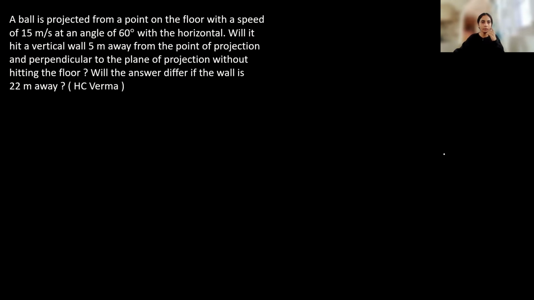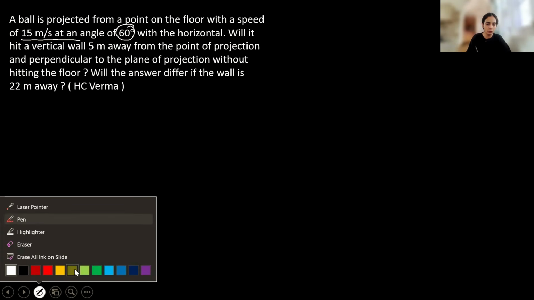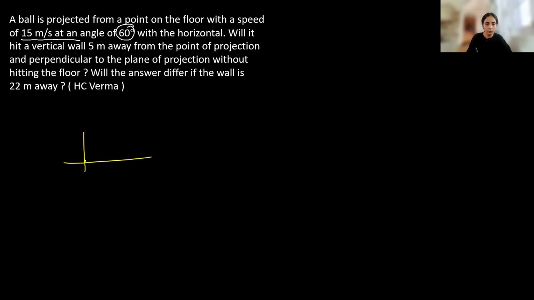Now, let us talk about this one. A ball is projected from a point on the floor with a speed of 15 meter per second at an angle of 60 degree with the horizontal. So this is a sort of projectile thing. We are throwing it at an angle of 60 degree, and with what speed we have thrown it, 15 meter per second. So this is your 15 meter per second. Will it hit a vertical wall 5 meter away from the point of projection and perpendicular to the plane of projection without hitting the floor?